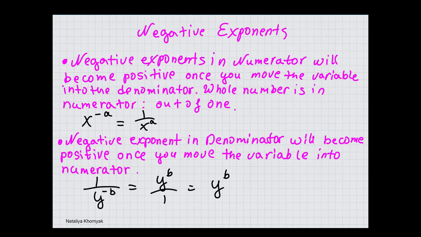Negative exponents. Negative exponents in the numerator will become positive once you move the variable into the denominator. And a whole number in the numerator is over 1, remember. So x to the negative a can be simplified into 1 over x to the a. Also, negative exponents in the denominator will become positive once you move the variable into the numerator. So 1 over y to the negative b can be simplified into y to the positive b.